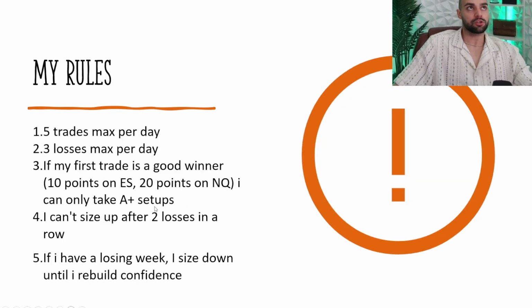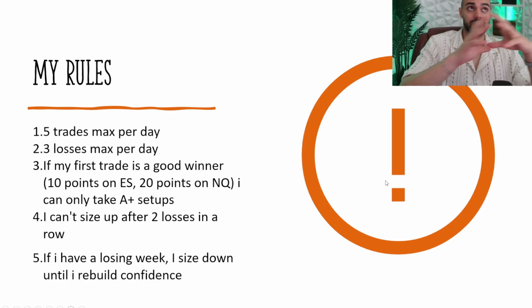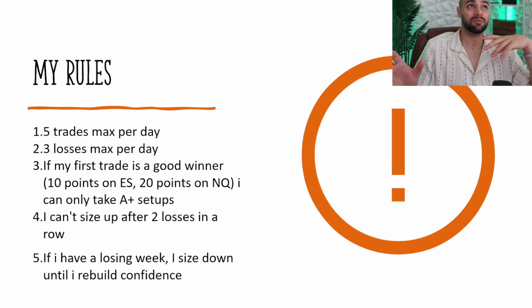These are a little bit of my personal rules that I have, right? It's going to be different for everybody, but these are the rules I trade. 5 trades max per day. 3 losses max per day, right? If my first trade is a good winner, right around 10 points in the ES, 20 points in the Q, sometimes depending on my size, could be a little lower, I can only take A+ setups afterwards. I can't size up after 2 losses in a row. Won't do it. If I have a losing week, I will size down until I rebuild confidence. So if I have a red week, next week I'm sizing down until I rebuild my confidence, till I'm back in the green, till I'm good to go.